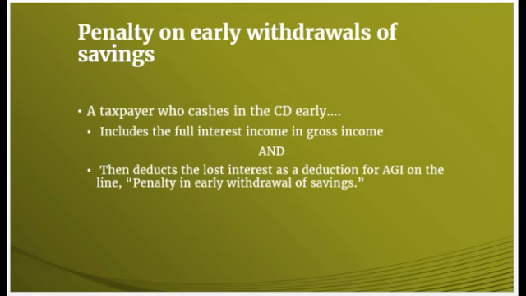Another adjustment is a penalty on early withdrawal of savings. If your taxpayer has a CD, and maybe it was a 5-year CD, and they withdrew from that CD early, they're going to get a penalty on that. So on this deduction, the taxpayer is able to deduct lost interest as a deduction for AGI.